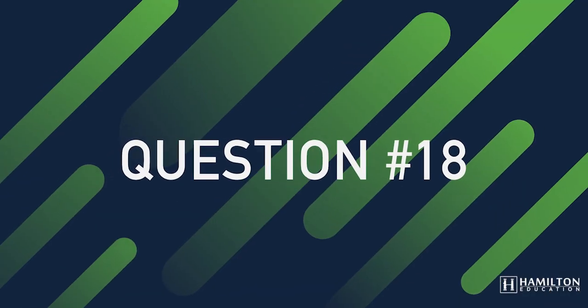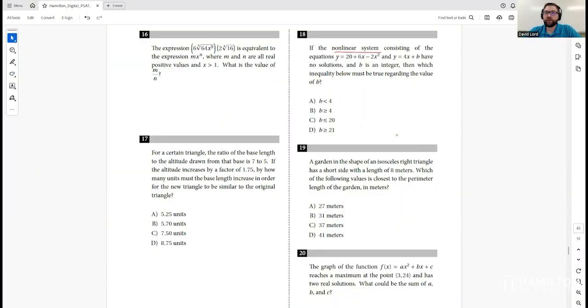Question 18. If the nonlinear system consisting of the equations y equals 20 plus 6x minus 2x squared and y equals 4x plus b have no solution. So typically if they involve quadratics and they mention the number of solutions, probably going to be thinking about the discriminant test. Then which of the inequalities below must be true regarding the value of b?